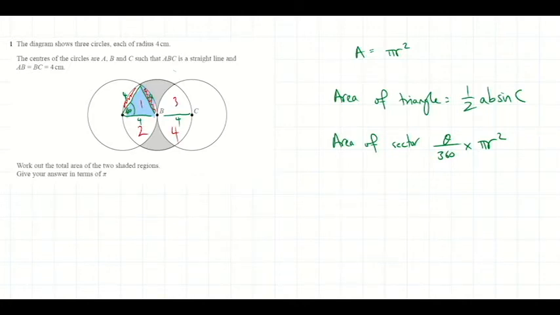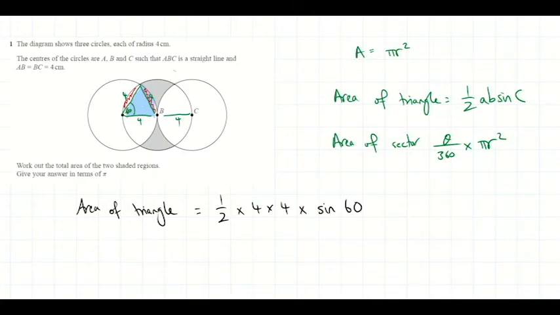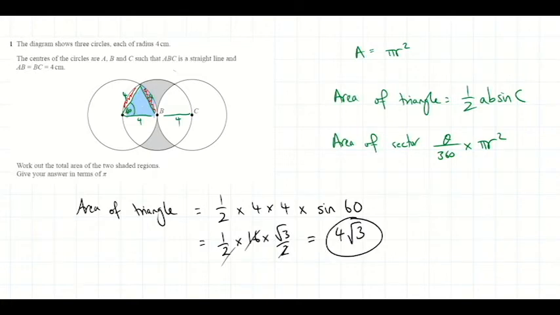So we only need to work it out for one of them, and then we can go back. Let's look at the triangle. Like I said beforehand, it's going to be half times AB, which will be 4 times 4 times sine 60, because it's equilateral. I know that sine 60 is going to end up becoming root 3 over 2. So multiplying all of this together, that becomes 4 root 3 for the area of the triangle.